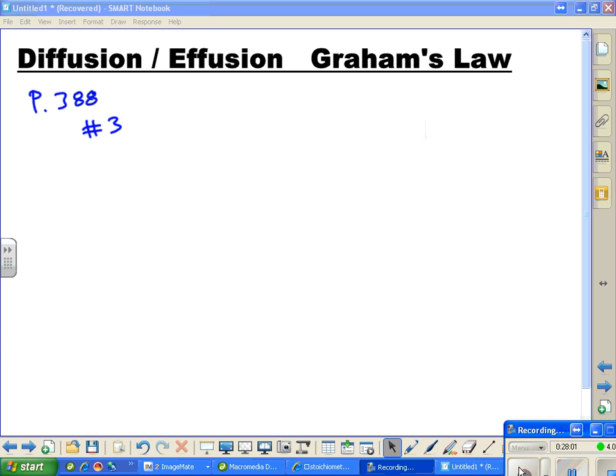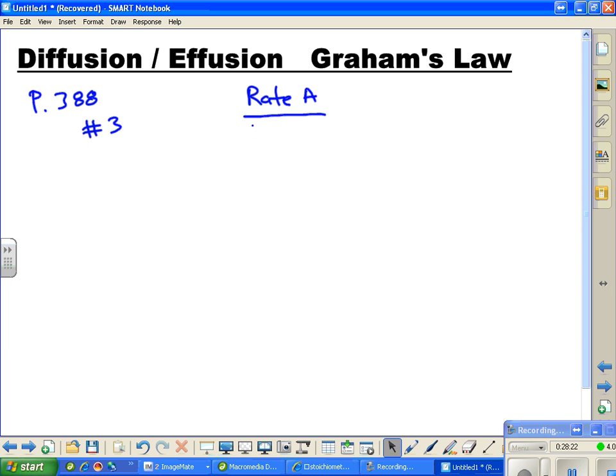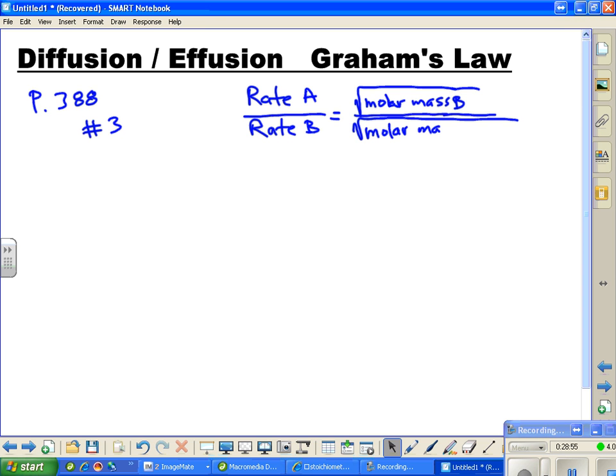Okay, we're going to do page 388 from the homework, number 3, which is one of the more difficult conceptually of solving these rate problems. If we turn to page 387, we see the rate thing, and we see this formula. Rate A over rate B is equal to the square root of what? What is it, folks? Molar mass. Molar mass of what's on top? B, over the square root of the molar mass of A. Notice we have the crisscross relationship.